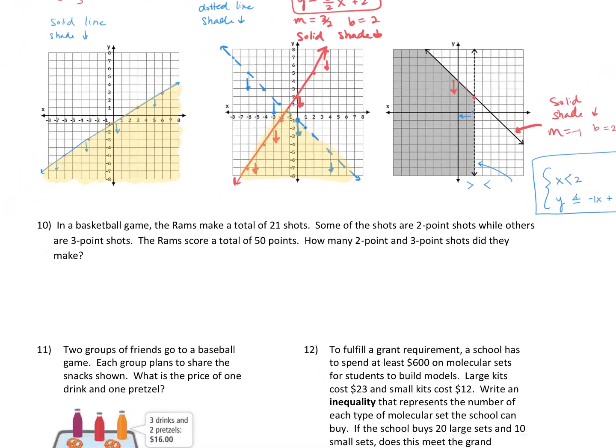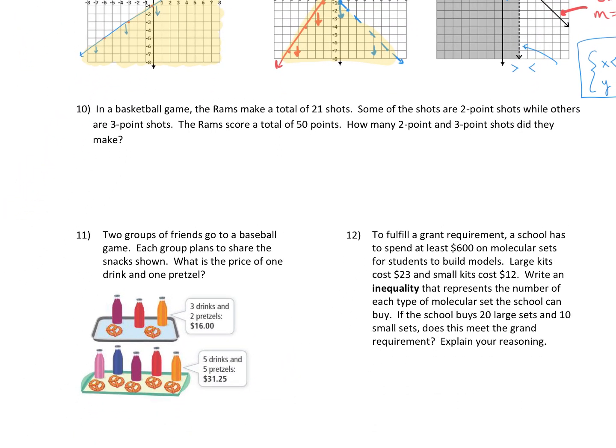All right, now we get to look at some word problems, everyone's favorite. All right, number 10. In a basketball game, the Rams make a total of 21 shots. Some of the shots are 2-point shots, while others are 3-point shots. The Rams score a total of 50 points. How many 2-point shots and 3-point shots did they make?